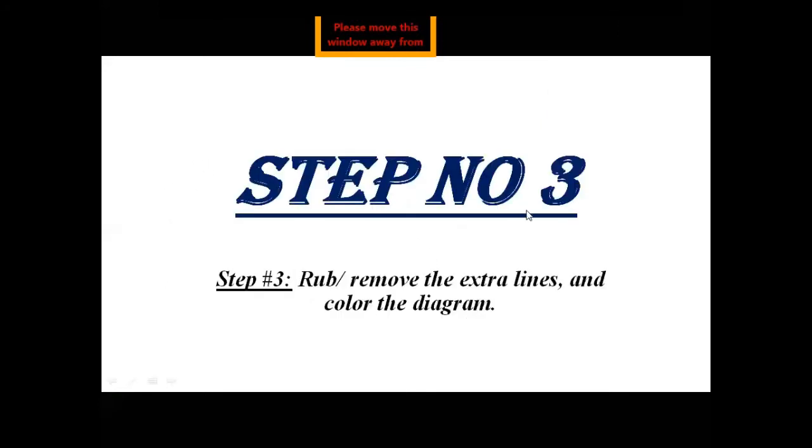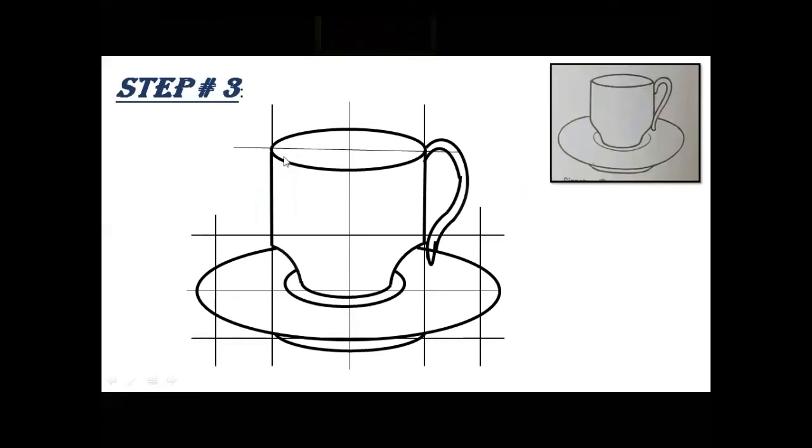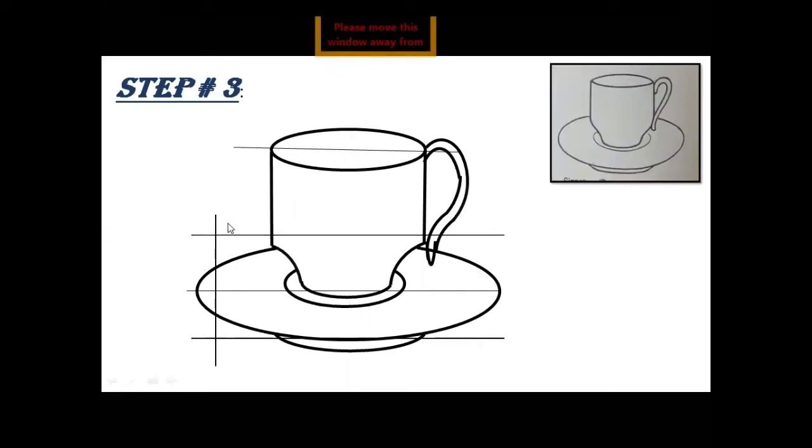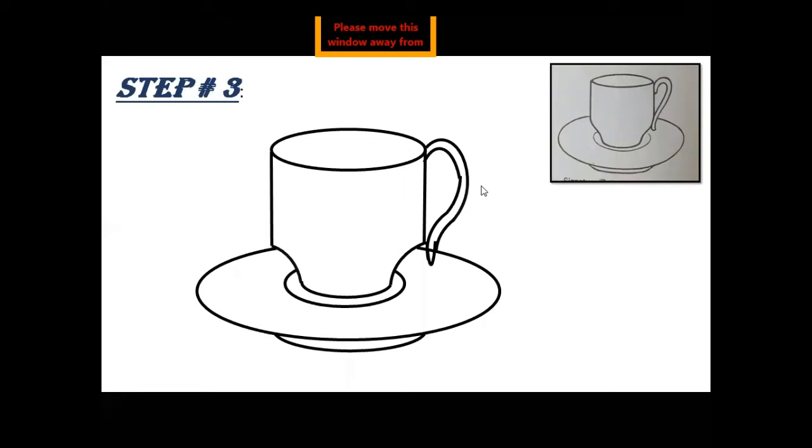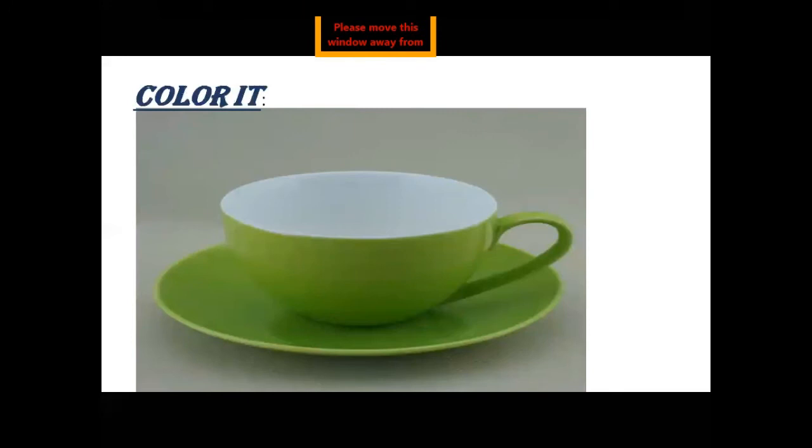Okay, in the step number 3, as we all know, we will rub or remove the extra lines and color the diagram. So we will start to remove the extra lines. Okay, the extra lines are removed. Now what will we do? We will color it in this step number 3. We will color it as per your own choice. I hope, student, the diagrams are very clear.